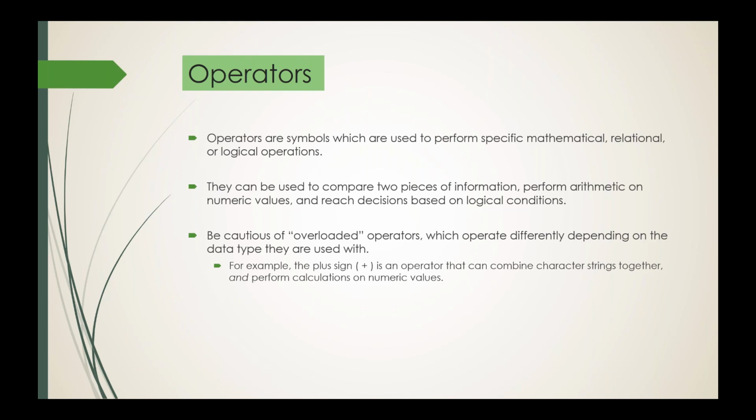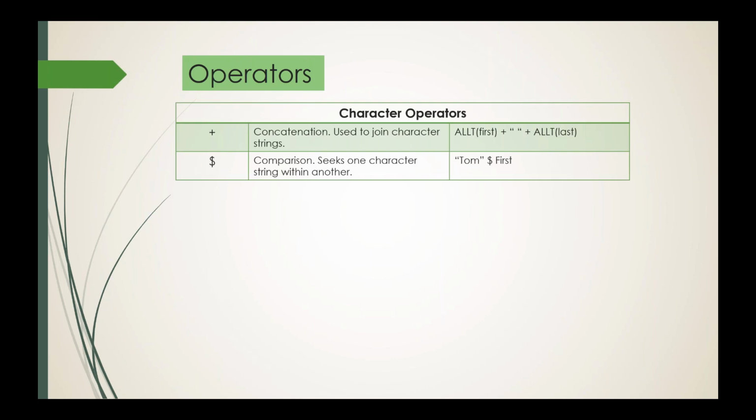The plus sign can be used to combine multiple character strings together, and it performs calculations on numeric values. So it really just depends on exactly what data types you're using with that plus sign as far as how it's going to act. Here's a list of those operators. The operators that are going to be used on character strings are, there we go, that plus sign. This is for concatenation, used to join character strings together.